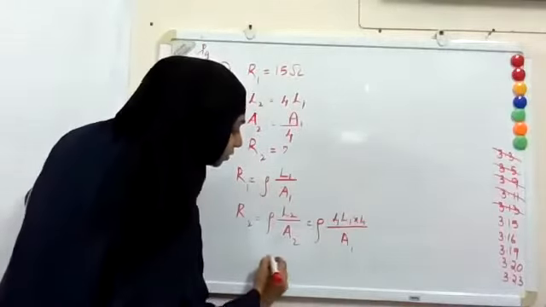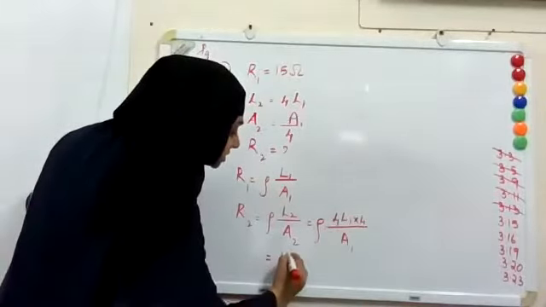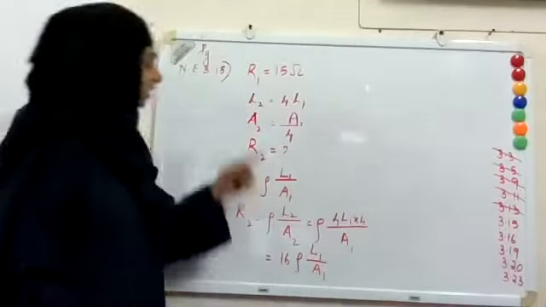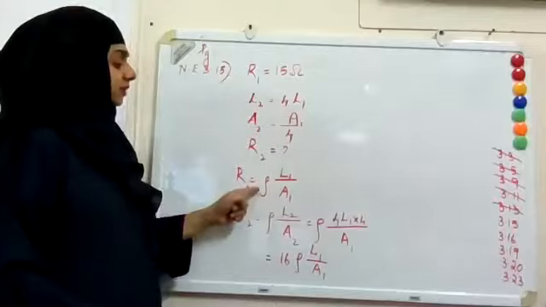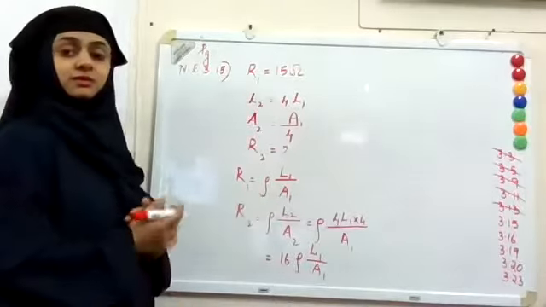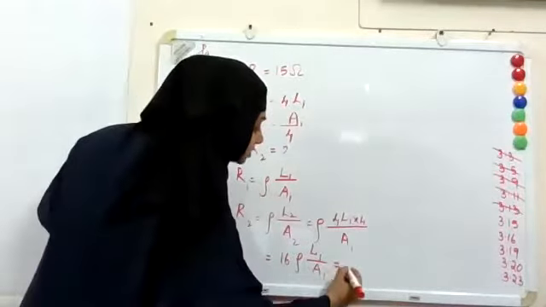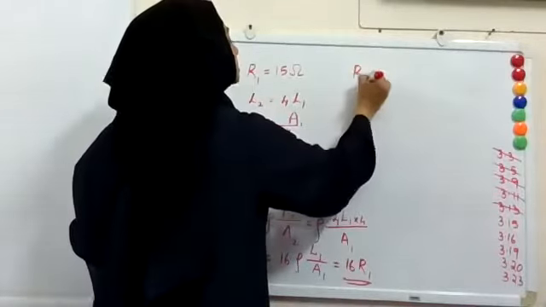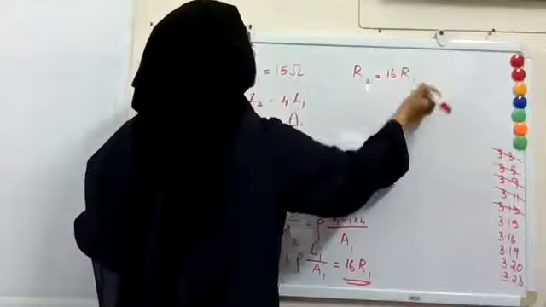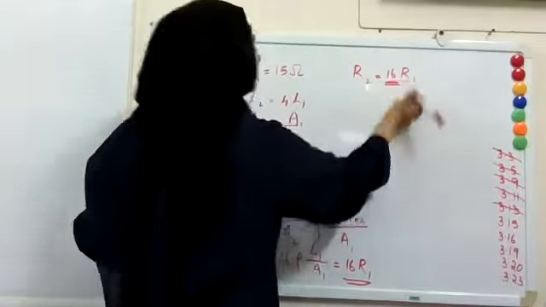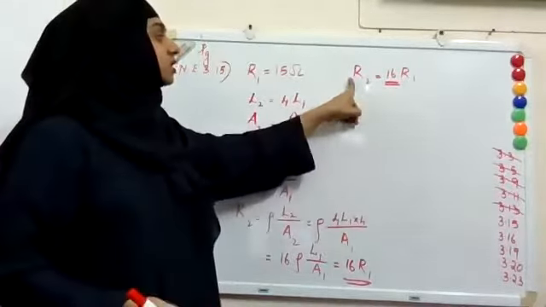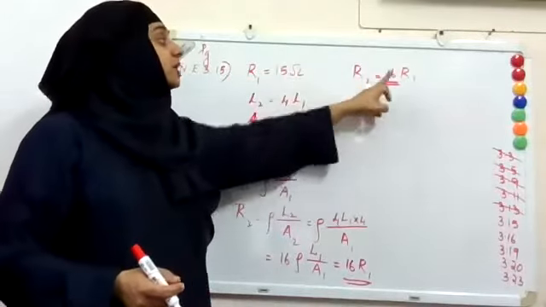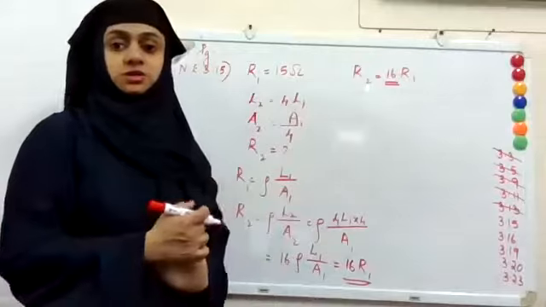So this is equal to 4 times 4, 16 rho L1 by A1. What is rho L1 by A1? R1. So I can substitute this, and it is equal to 16 R1. So you got R2 is equal to 16 R1. That is the answer. So the new length will be 16 times the old length. Oh, sorry, the new resistance will be 16 times the old resistance. Is this clear?